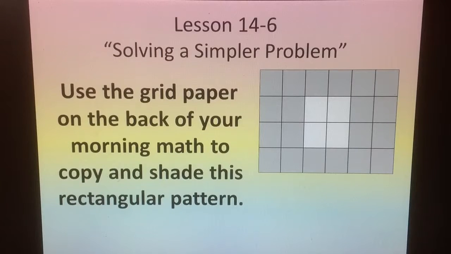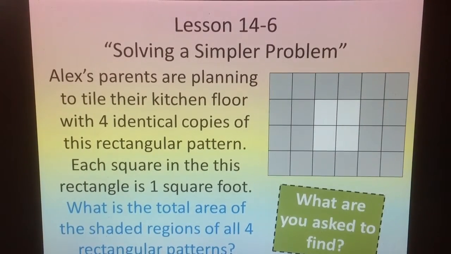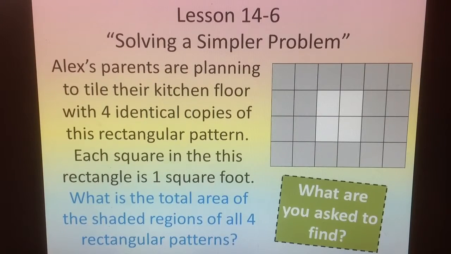Use the grid paper on the back of your morning math to copy and shade this rectangular pattern. Since you don't have the grid paper in front of you, just look up here at the rectangular pattern on the screen. So here's the problem that has to do with this rectangular pattern. Story problem. Alex's parents are planning to tile their kitchen floor with 4 identical copies of this rectangular pattern. Each square in this rectangle is 1 square foot. What's the total area of the shaded regions of all 4 rectangular patterns?